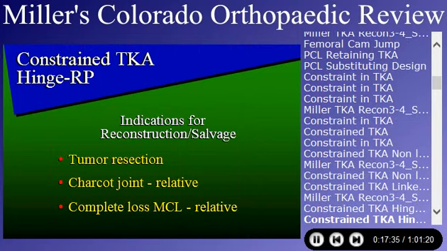Charcot joints, that's relative. Some people will use the high post, and some people will use a hinge, so they won't test you on that. And again, relative indication, complete loss of the medial collateral ligament. Some people will use a high post, and some people will use a hinge. So I don't think they're going to ask that. They're going to ask you clear-cut answers.